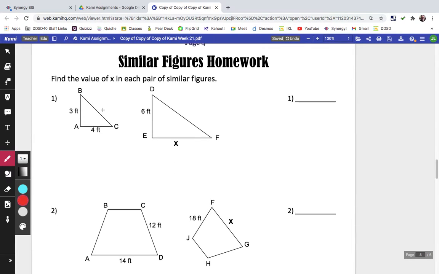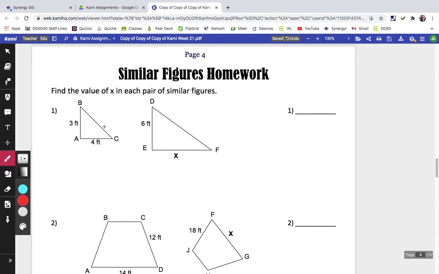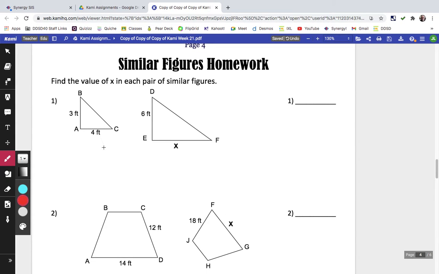Find the value of x on each pair of similar figures. So 3 over 6 equals 4 over x. 3x equals 24. 6 times 4 is 24. Divide by 3. X equals 8.